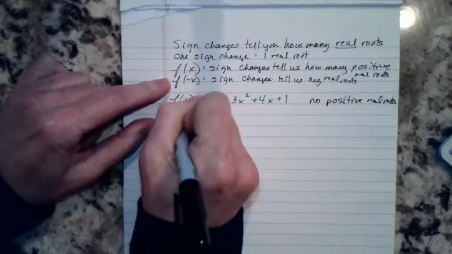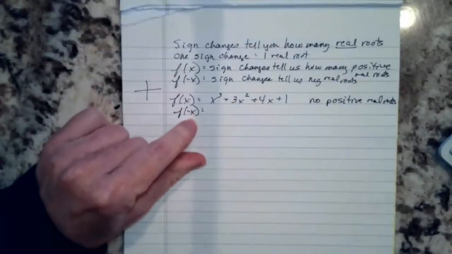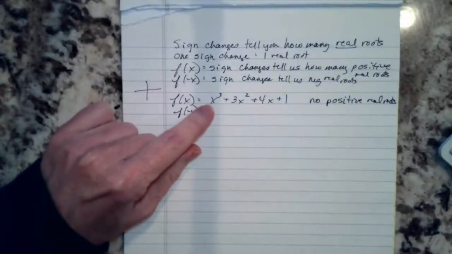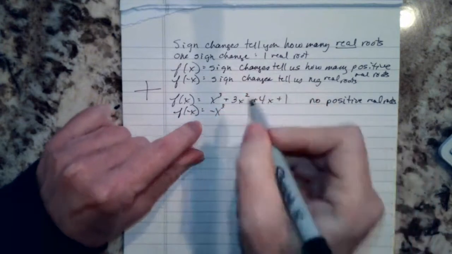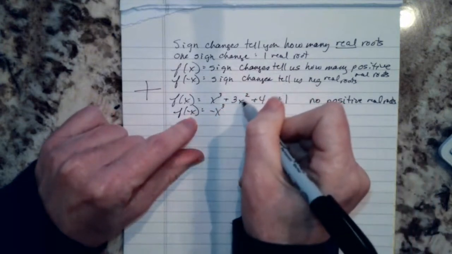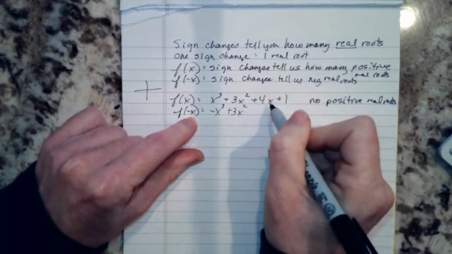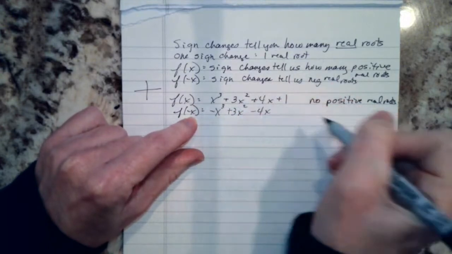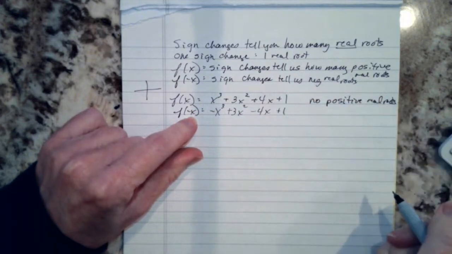Now let's look at f of -x of this same equation. We're going to take each one of these x's and plug in a -x. So -x to the third will give us -x cubed. Negative x squared, if you plug it in there, you'll get a positive. So this will still be positive. If you plug in a negative x there, you'll get negative 4x, and then plus 1 won't be affected.